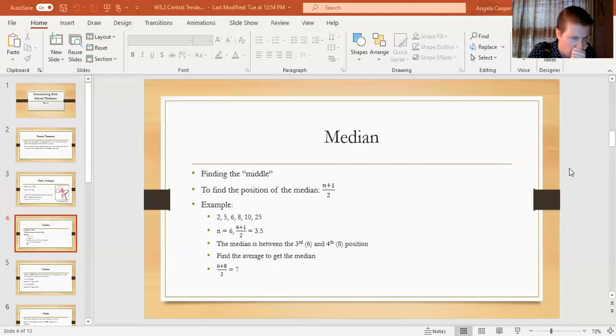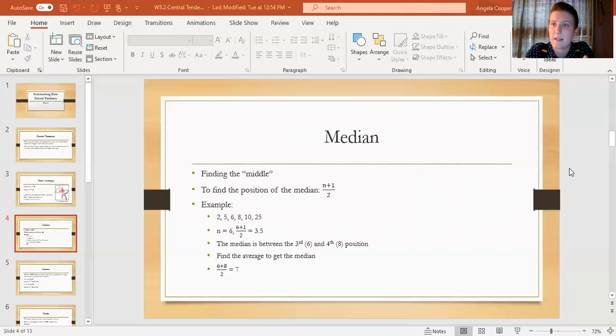So that is telling us the position of where the median is. That's not saying that the median is 3.5. It's saying that the median is located between the 3rd and 4th position.